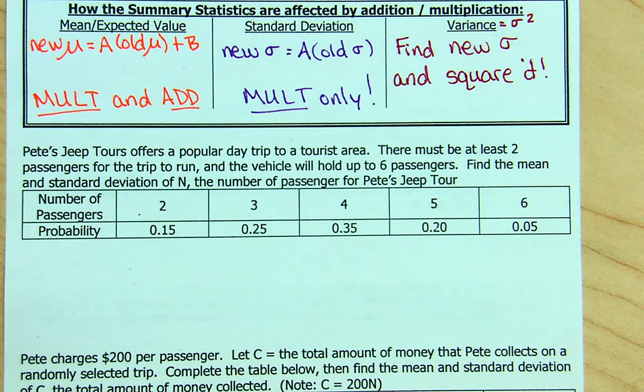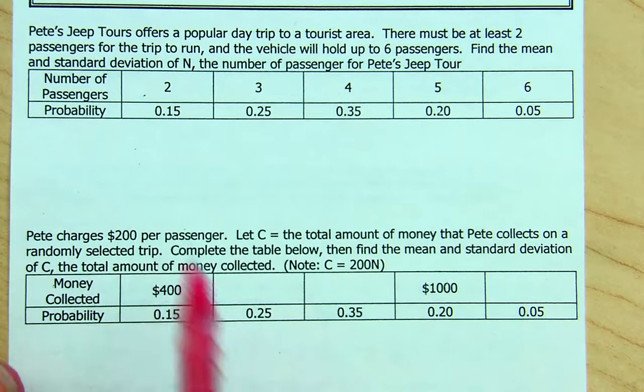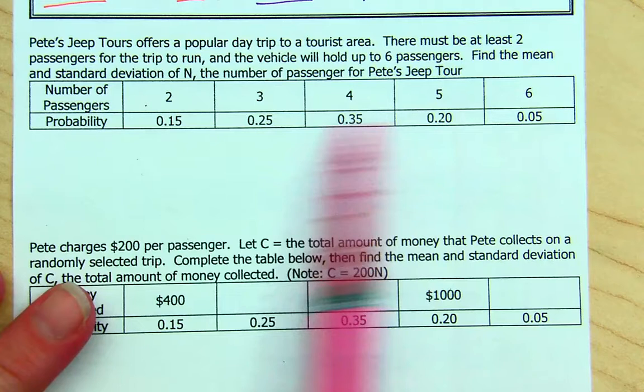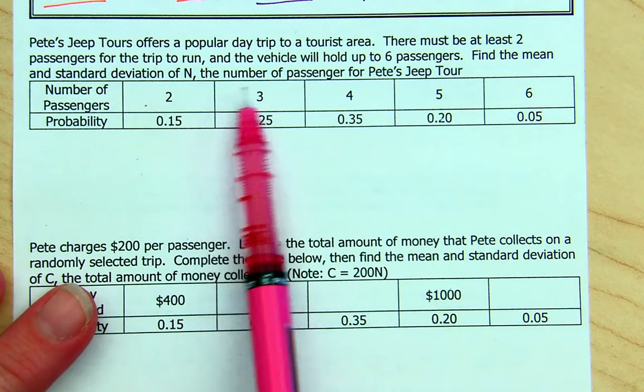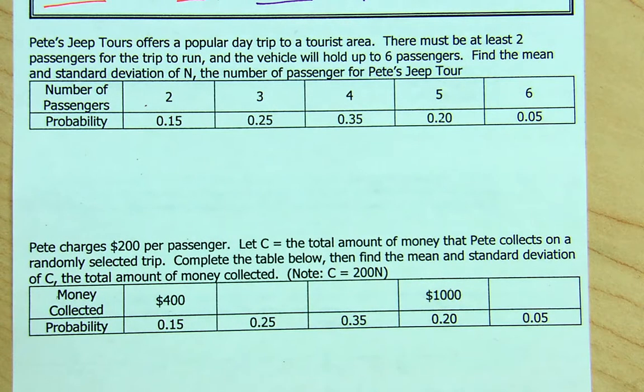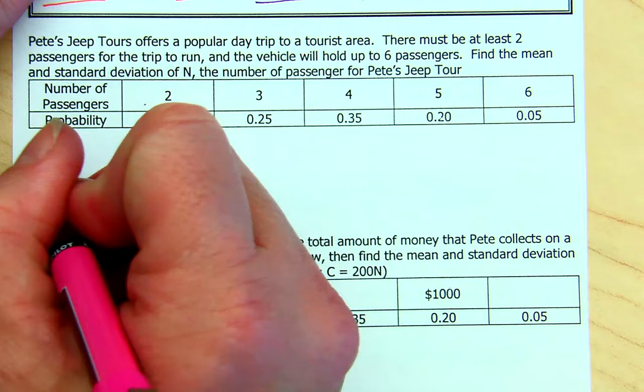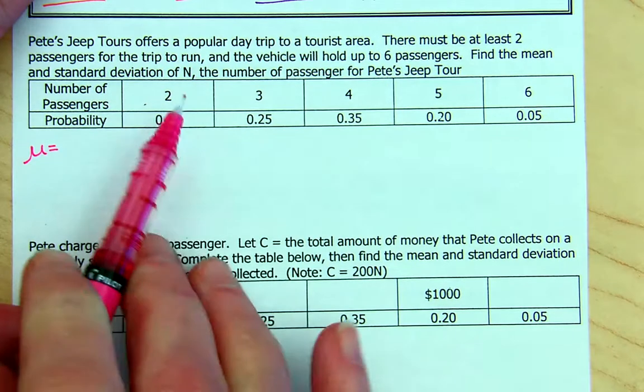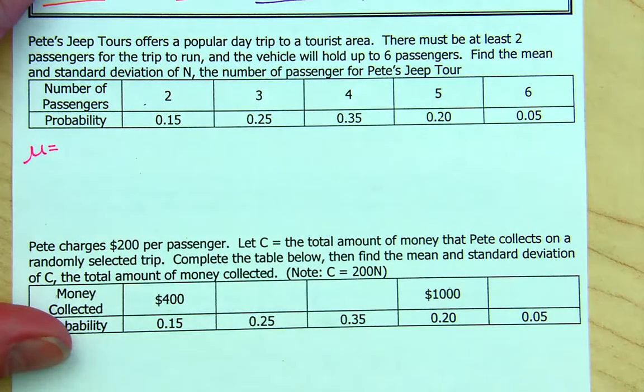So, let's go back and look at an example. Here we have Peace Jeep Tours. They offer a popular day trip to a tourist area. There must be at least 2 passengers for the trip to run, and the vehicle will hold up to 6 people. So we want to find the mean and standard deviation of the number of passengers. Okay. So to find the mean, we just take each value and multiply it by its probability.